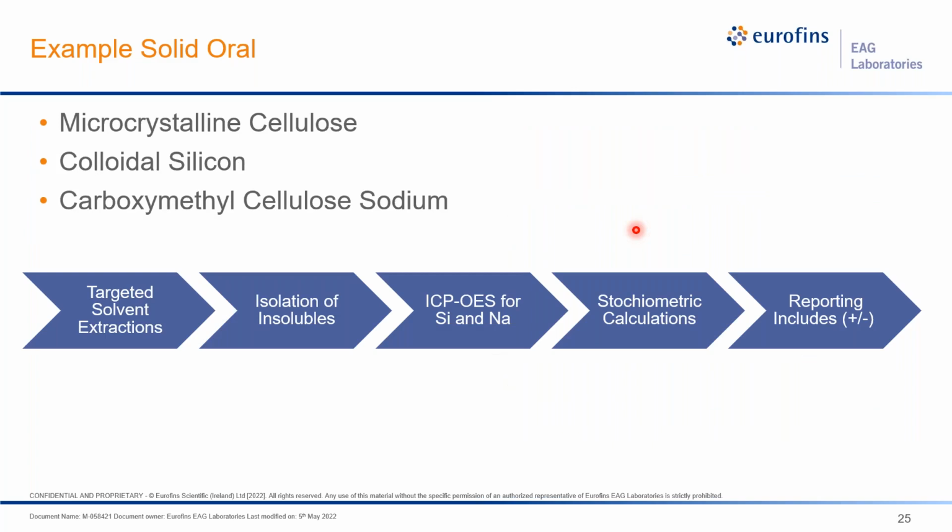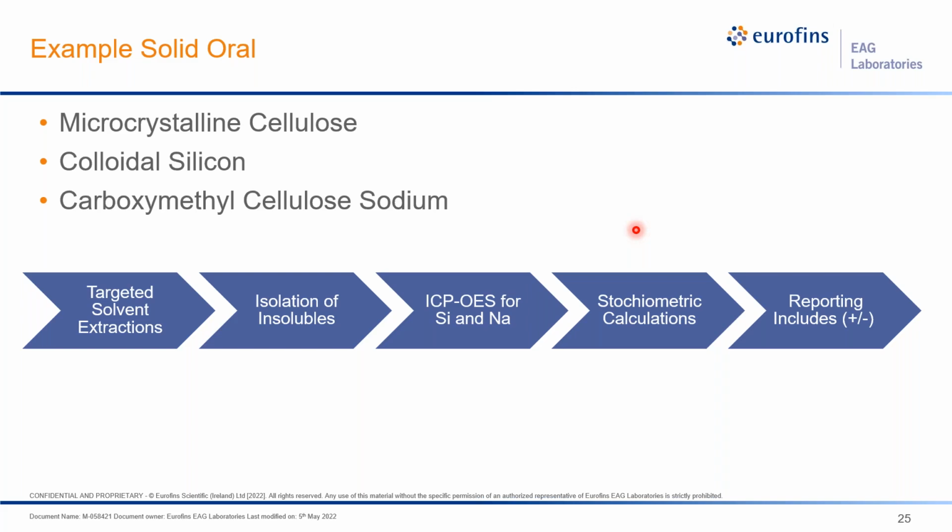So when we talk about these, one thing to note is magnesium, when we do this, is going to come with us. So what we're going to do is a targeted solvent extraction preparation. We're going to do preparations to remove the lactose, remove the API, remove the magnesium stearate. Now, when we remove the magnesium stearate, the magnesium is not soluble. It's not going anywhere. It's going to remain behind. So we isolate those insolubles. We're going to do an ICP-OES for silicon, sodium, and magnesium.